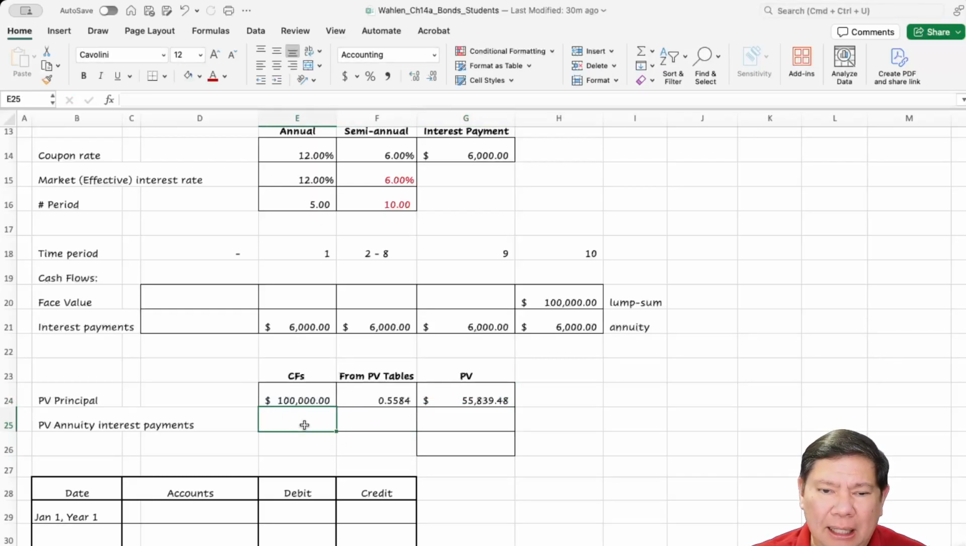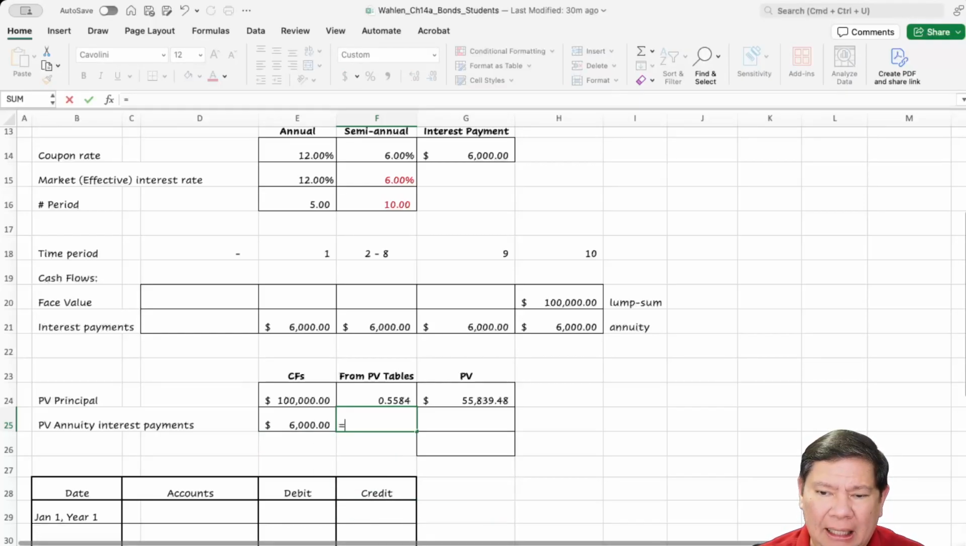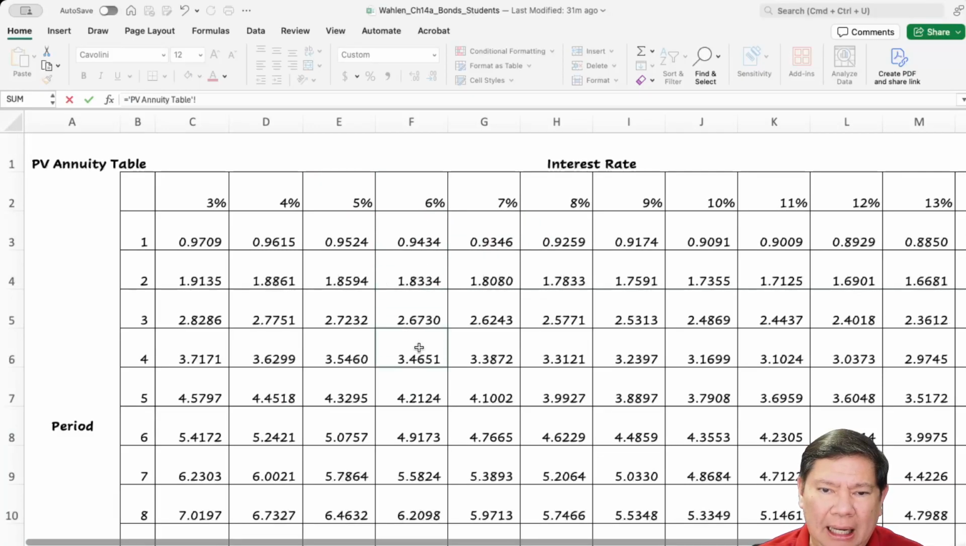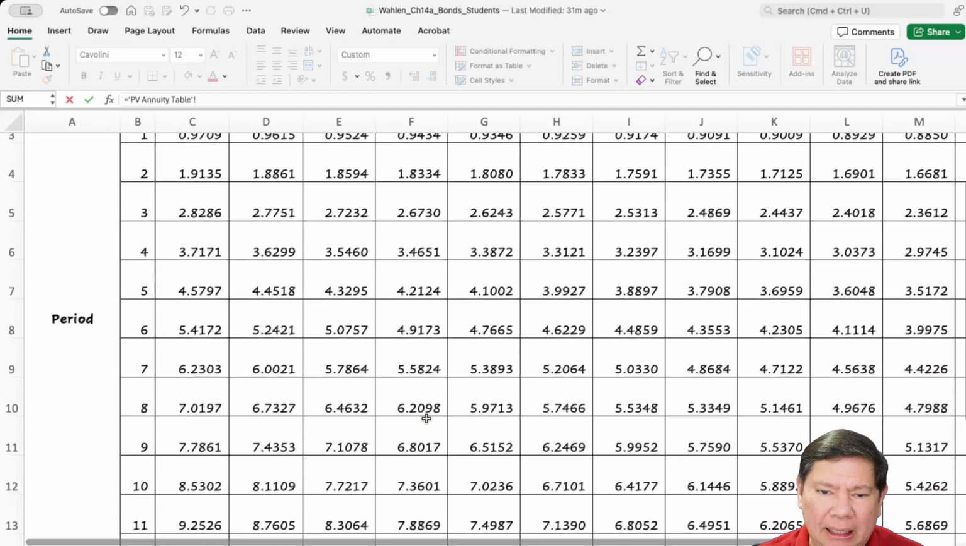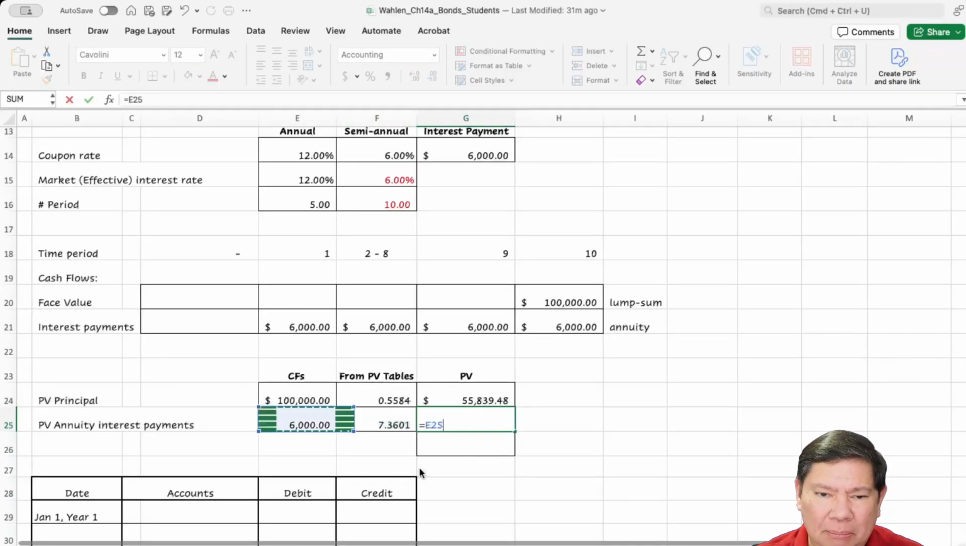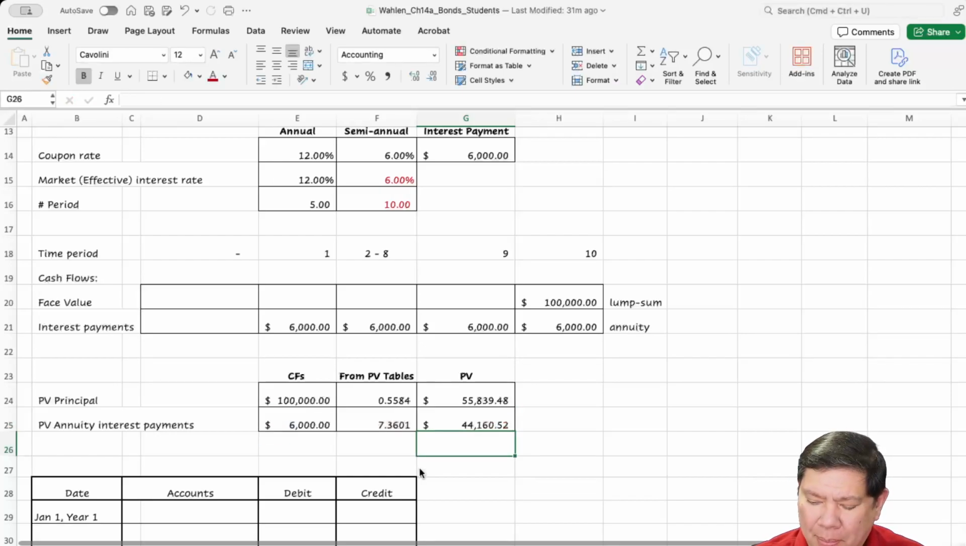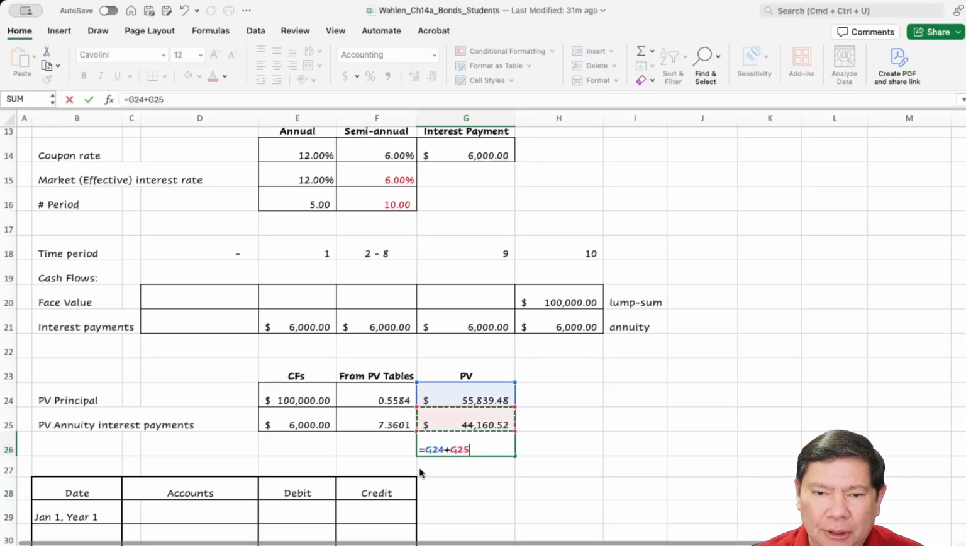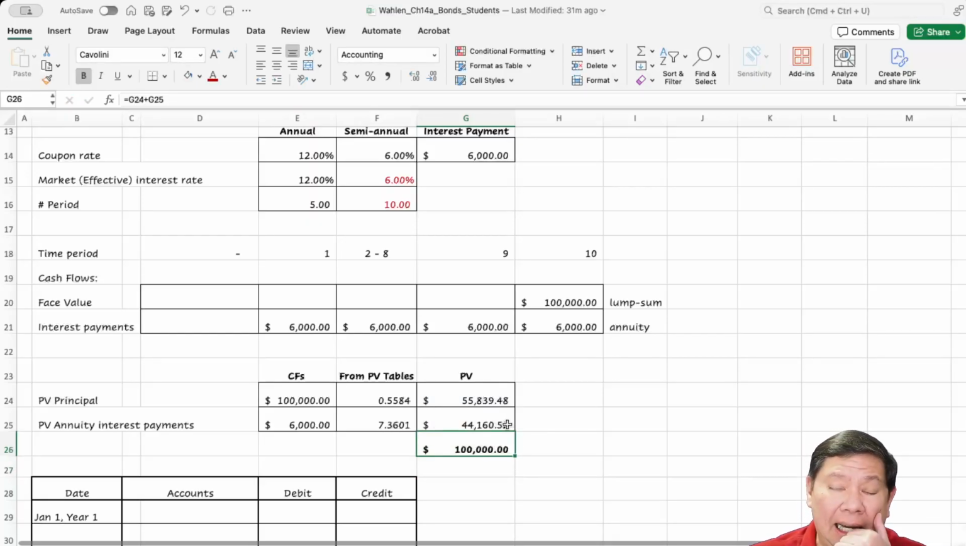Okay, and then the second one is the annuity, which is $6,000. And therefore, we're going to use the annuity table for 6% and 10 periods. 6% and 10 periods, 7.3601. We can multiply that. And we can add the two. So you see that the selling price of the bonds is $100,000, which is equal to the face value.